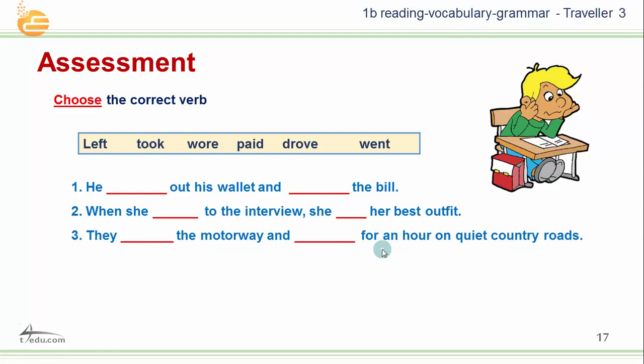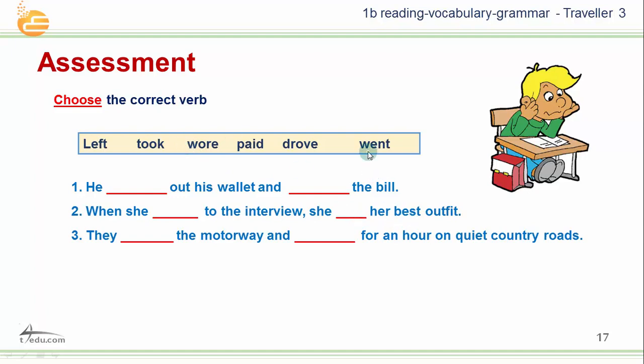So number 1, it's better to say he took out his wallet and paid the bill. So took is the past of take and paid is the past of pay, and both are irregular verbs. So he took out his wallet and paid the bill. Number 2, when she to the interview, she her best outfit. So when she went to the interview, she wore her best outfit.